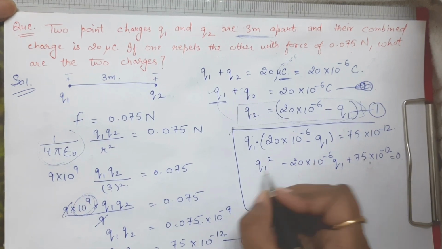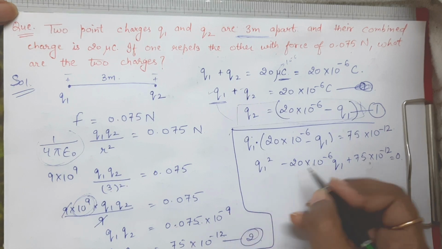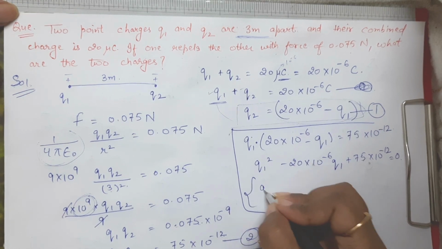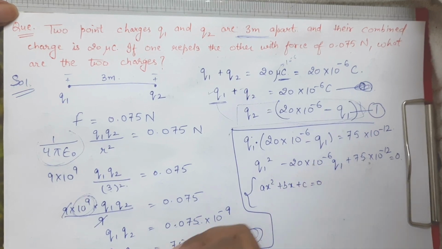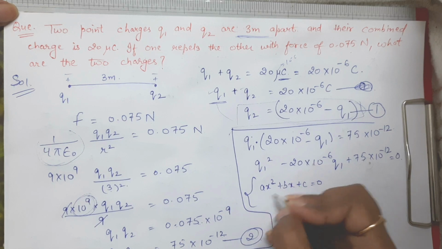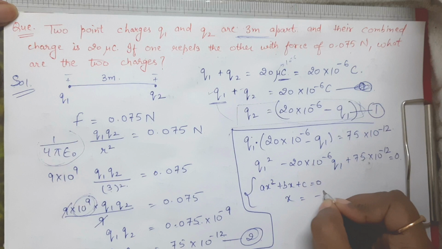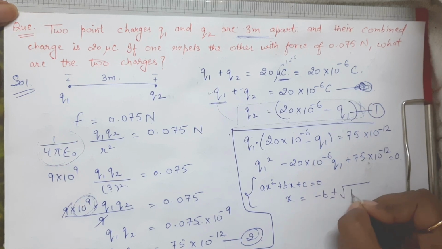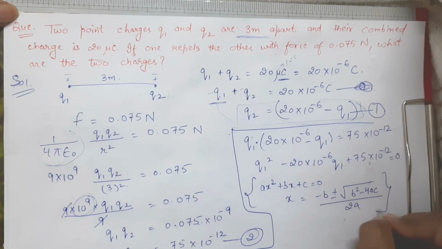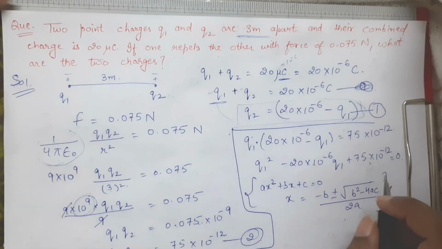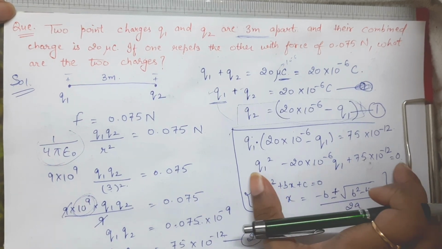Now this is a quadratic equation, and we know how to solve a quadratic equation. If we have a quadratic equation like ax square plus bx plus c equals to 0, it will have two values of x. So how do we find that? x is equals to minus b plus minus root under b square minus 4ac upon 2a. This is how we find the two values of x, right? This is the formula we are going to use here.